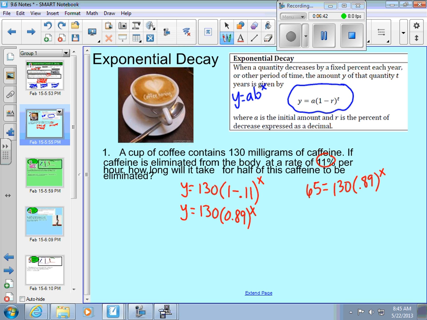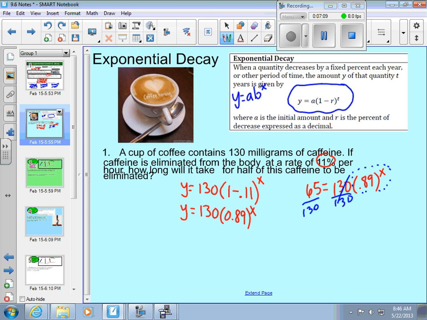So we want to see how much time that's going to be. Well, if we want to solve this equation, we want to get x by itself. If we're going to get x by itself, we first need to get this exponential part by itself, which means getting 130 out of the right side of the equation. Since it's being multiplied to this exponential, we'd want to divide by 130.